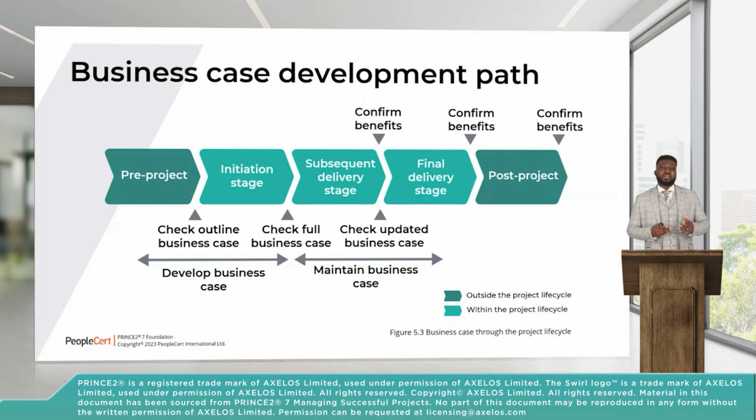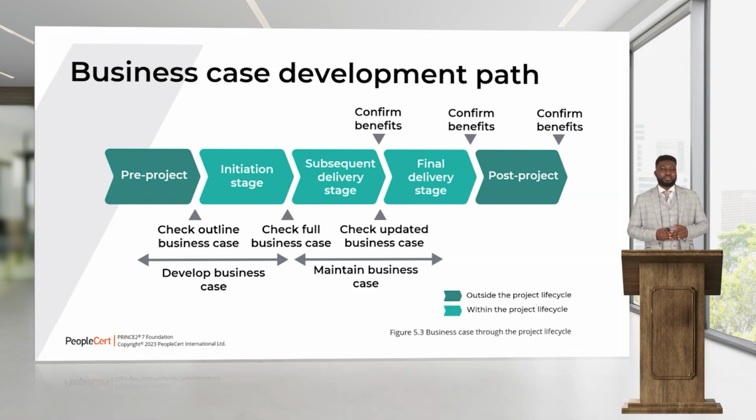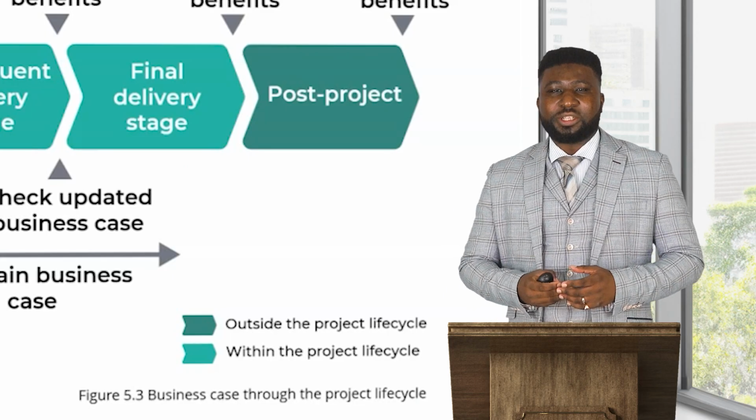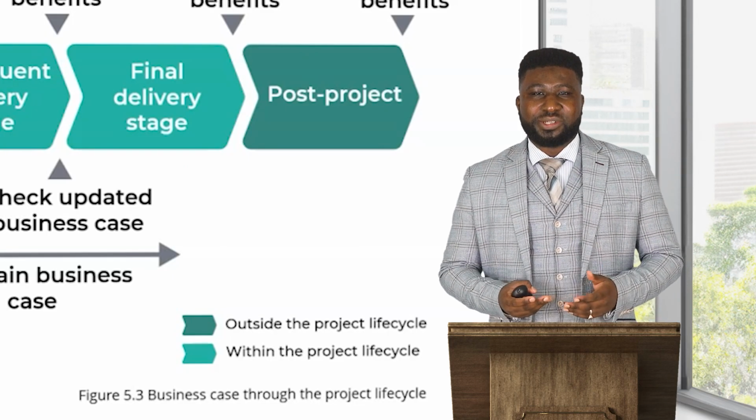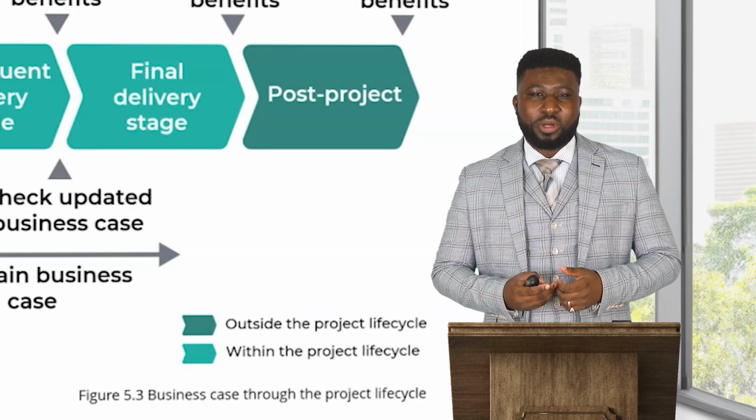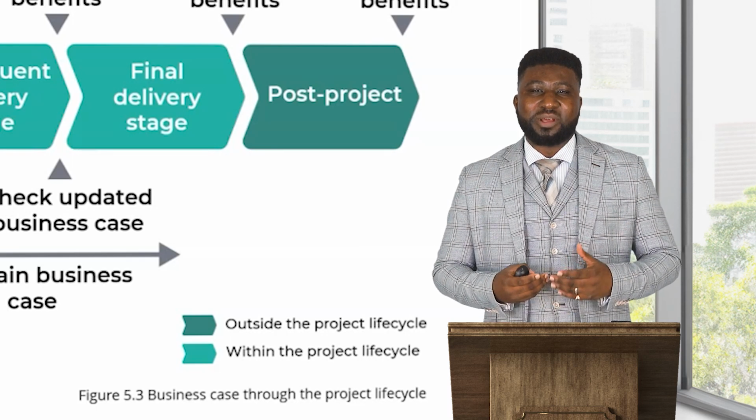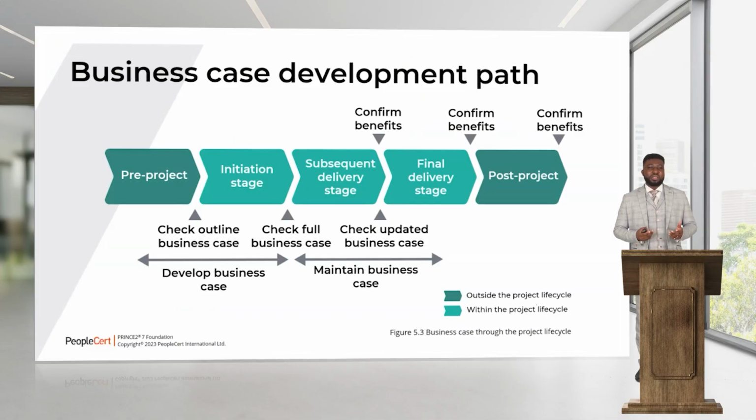This is our business case development path. We start with develop business case, and the business case is developed between the starting up a project process and initiating a project process. This is where we develop the outline business case and we complete the full business case. We also need to check the business case within stages as new risks and issues occur to make sure that the business case remains valid. So the second stage of our development is to check the business case.